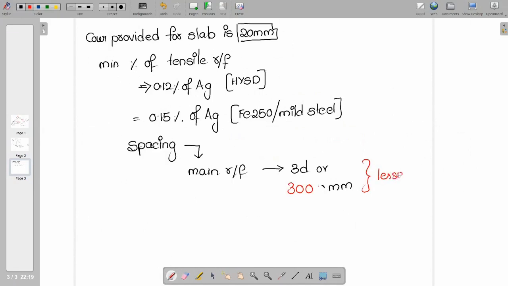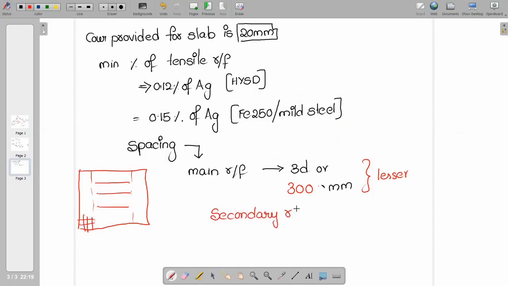If you talk about secondary reinforcement, sir, you know what is main reinforcement and secondary reinforcement, right? The main reinforcement will be here and the secondary reinforcement will be somewhere here. When you talk about secondary reinforcement, spacing can be 5D or 450 mm, whichever is lesser.